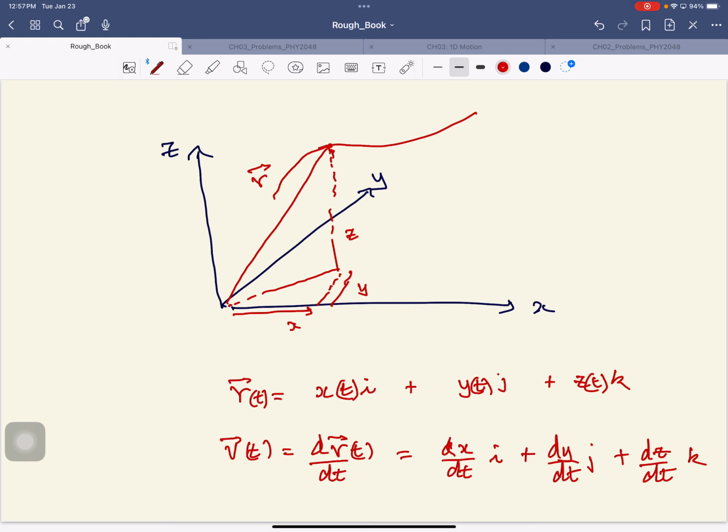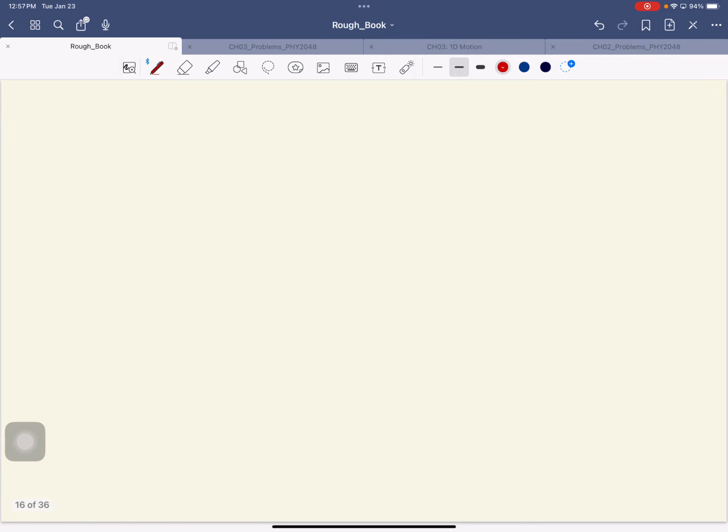If you wanted the acceleration, who can help me out with what is acceleration? And you take the derivative once again.